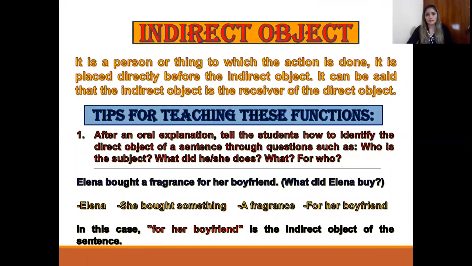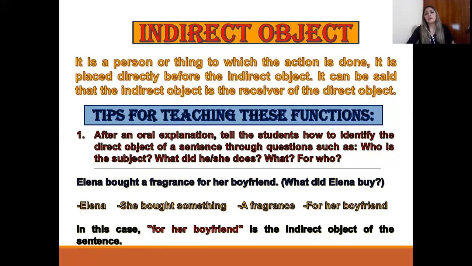Indirect object. It is a person or thing to which the action is done. It is placed directly after the direct object. It can be said that the indirect object is the receiver of the direct object. Tips for teaching this function.